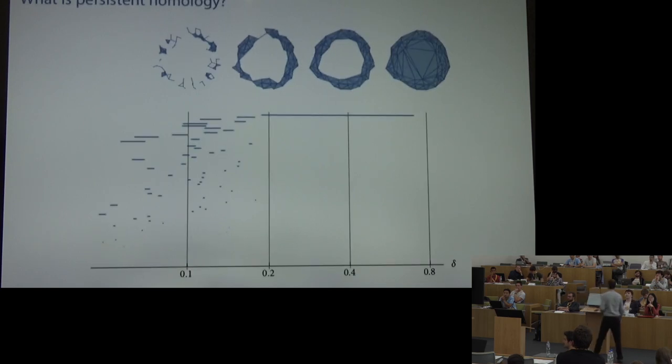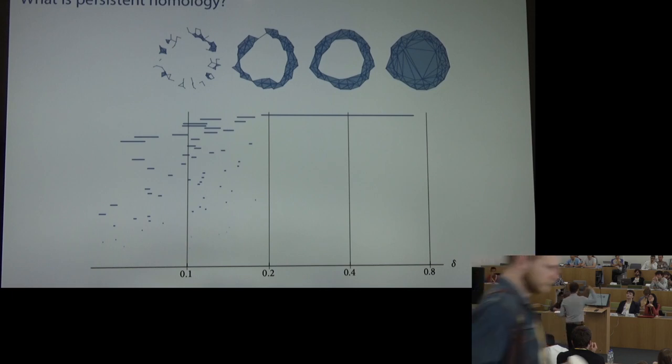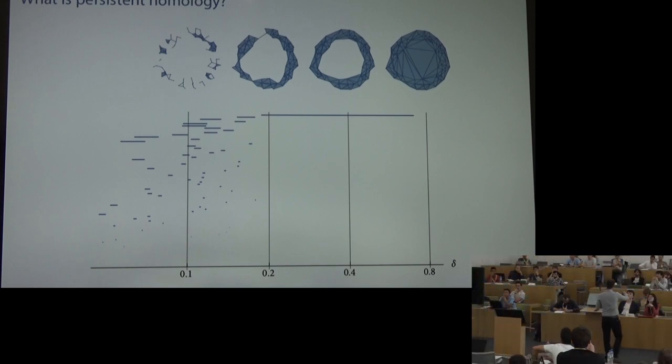And on the bottom, I draw a collection of intervals. Here, the way these intervals are arranged vertically has no meaning. Forget about the vertical ordering. All we care about is the intervals themselves. So when do they start, when do they end? And what these intervals describe is when a hole appears in this filtration of shapes and when it disappears.